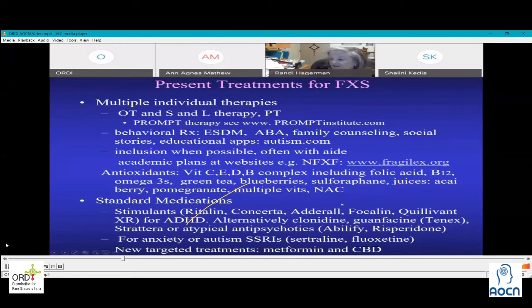stimulants, such as Ritalin or Concerta, Adderall, Focalin, etc. for ADHD can be helpful for the hyperactivity that occurs in the majority of boys with Fragile X syndrome, but also in about 30 to 50% of girls with Fragile X syndrome. Clonidine can help with sleep problems. Guanfacine can have a calming effect. Strattera or atypical antipsychotics like aripiprazole or Abilify or risperidone can be helpful, particularly for aggression or for anxiety.